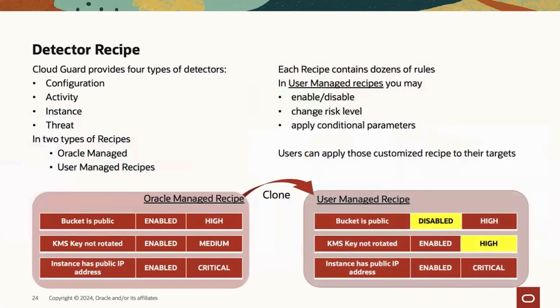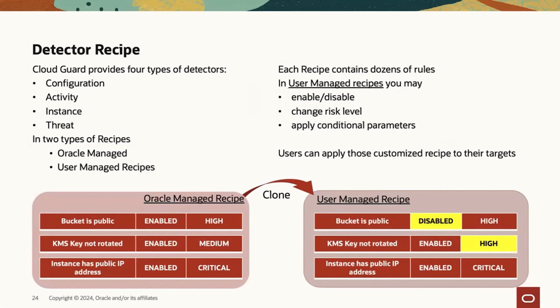Let's take a look at detectors. Detectors are at the heart of CloudGuard, and there are four types: configuration, activity, instance, and threat. The example that we saw earlier was a configuration detector recipe. And there are also two types of recipes. One is Oracle Managed. These are the out-of-the-box detector recipes, and these recipes cannot be modified. And then we have user managed recipes. These are cloned versions of Oracle Managed recipes, or they may even be cloned from existing user managed recipes.